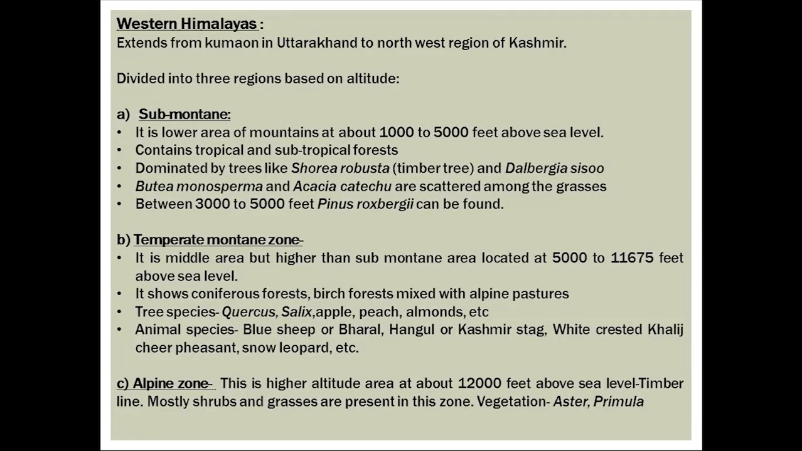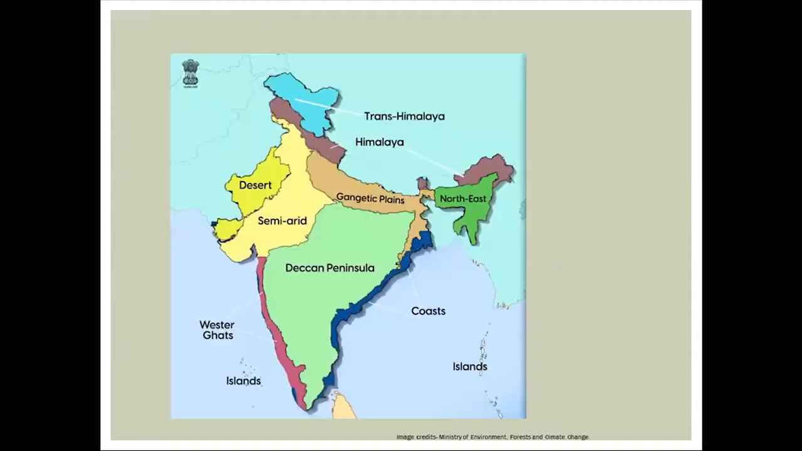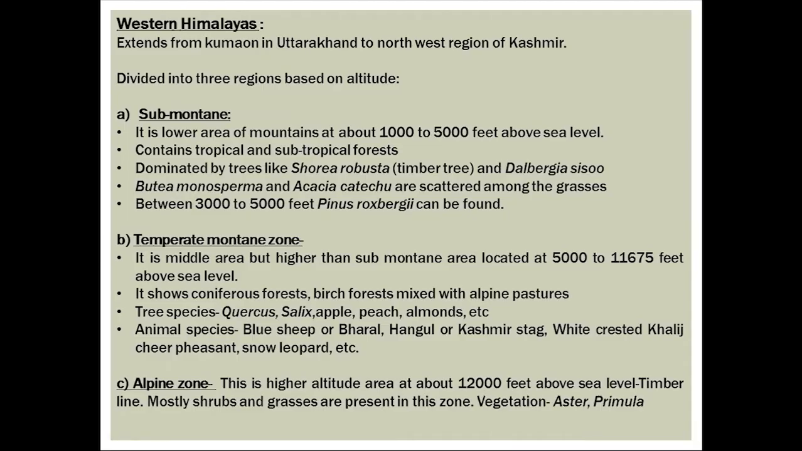Then let us look at the Western Himalayas. Western Himalayas extends from Kumaon, Uttarakhand to the northwest region of Kashmir. So you can clearly see here in this map, this is Uttarakhand over here, and this is Kashmir. So this region, the purple shaded one, is the Western Himalayas. Again, it is divided into three regions based on the altitude: sub-montane, then the temperate mountain zone and the alpine zone.